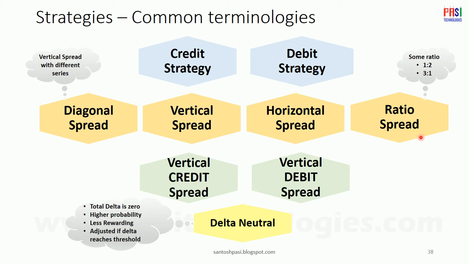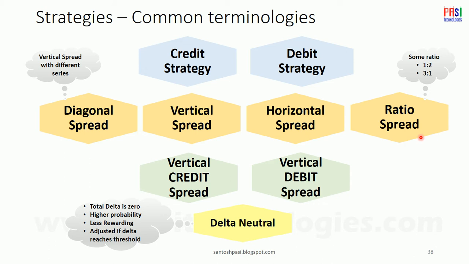Horizontal spread means we are talking about the same strike level. A few examples are calendar spreads. Let's take the example of a 10,000 call I'm shorting for this month, and I'm going long the 10,000 call for the next month. Okay, so we will call it a horizontal spread, or people may call it a calendar spread, or they may even call it a time spread.